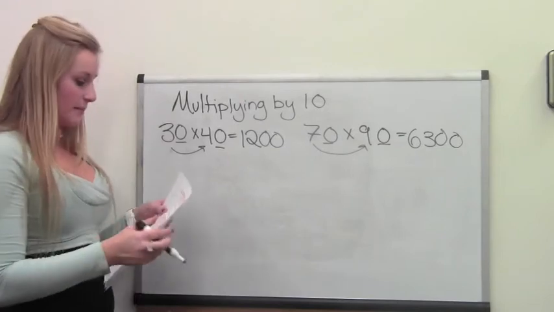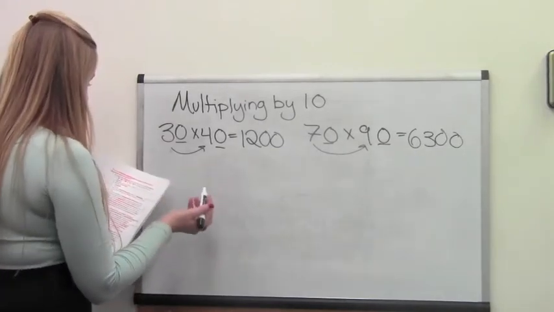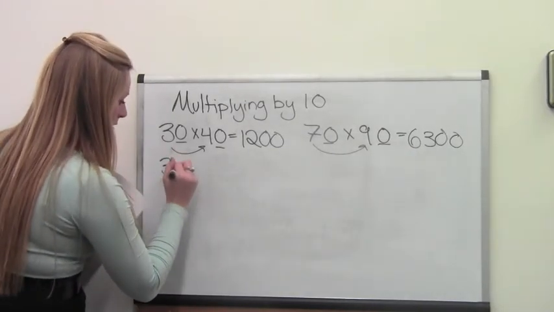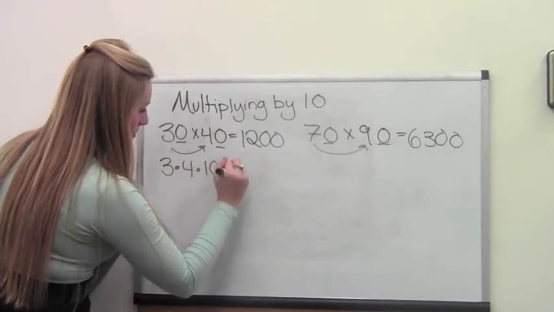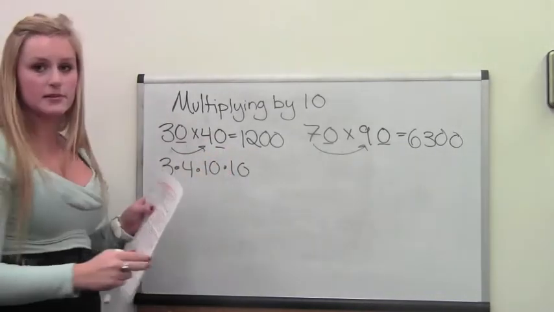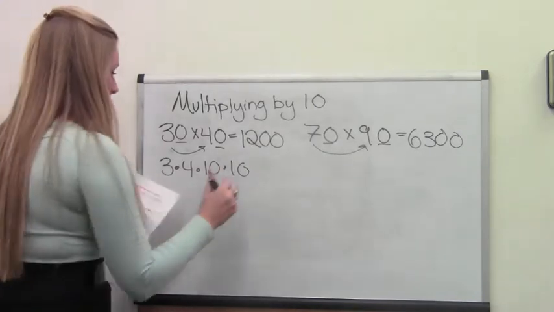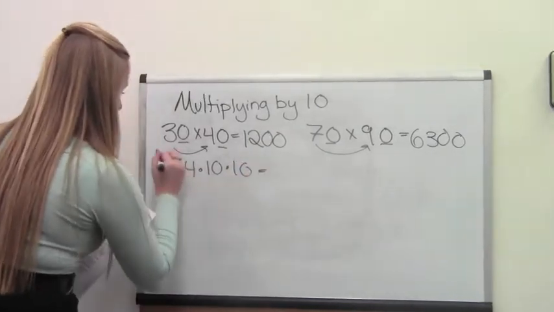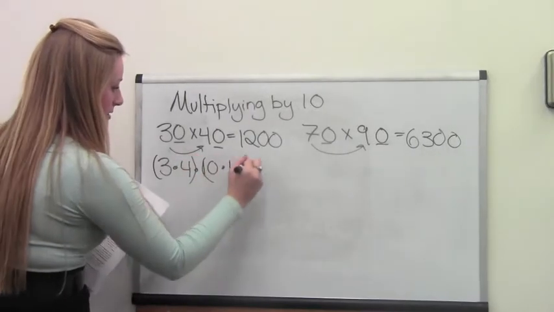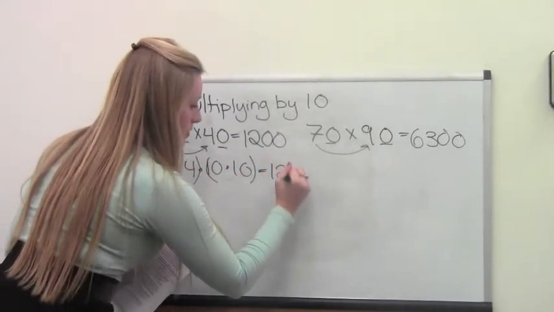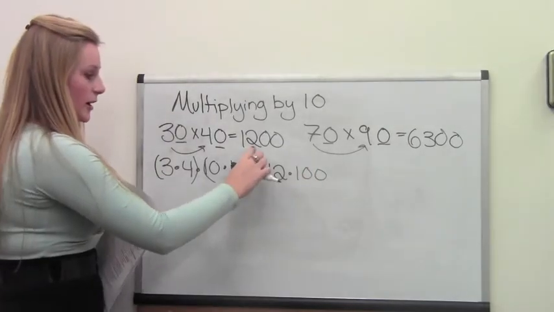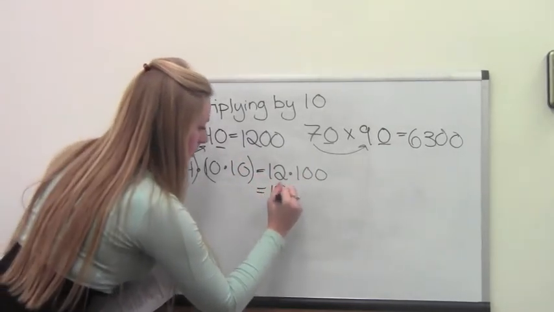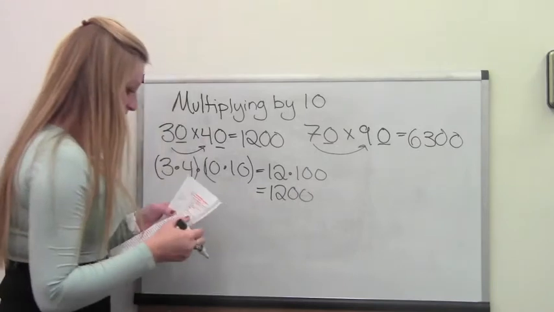Taking this one, for example, we see that 30 times 40 is the same as 3 times 4 times 10 times 10, as each of these numbers can be decomposed. This is the same as 3 times 4 times 10 times 10, which is equal to 12 times 100. We can see that the product of this will likewise be equal to 1200.